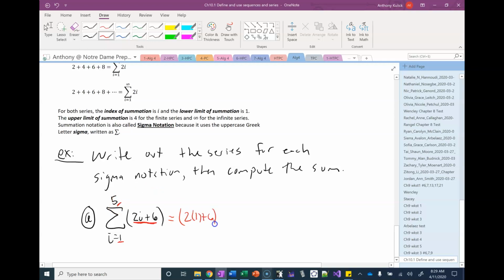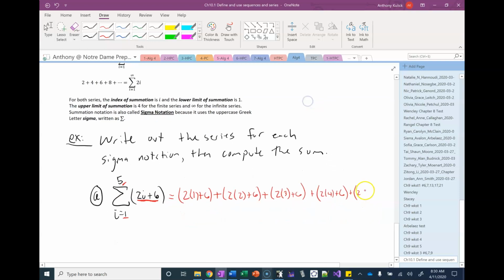So for the first term of my sequence, I'm going to plug 1 in for my formula of the sequence. To get the second term of my sequence, I'm going to plug 2 in. And because it's a series, instead of writing commas between these, we're going to write addition symbols. And we're just going to continue doing this until we've plugged in up to 5.